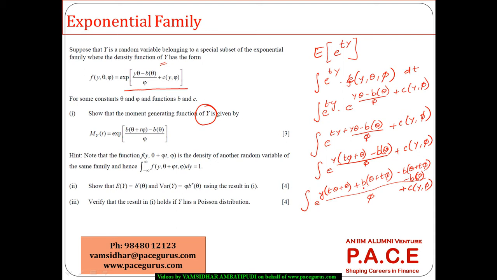Now I'll take out the part where y is not involved: e to the power of b of theta plus t phi minus b of theta. If I take that out, what remains is y times (theta plus t phi) minus b of theta plus t phi, divided by phi, plus c of y comma phi. Now think of this: if I assume theta plus t phi is equal to some k, it is e to the power of yk minus b of k by phi plus c of y comma phi.